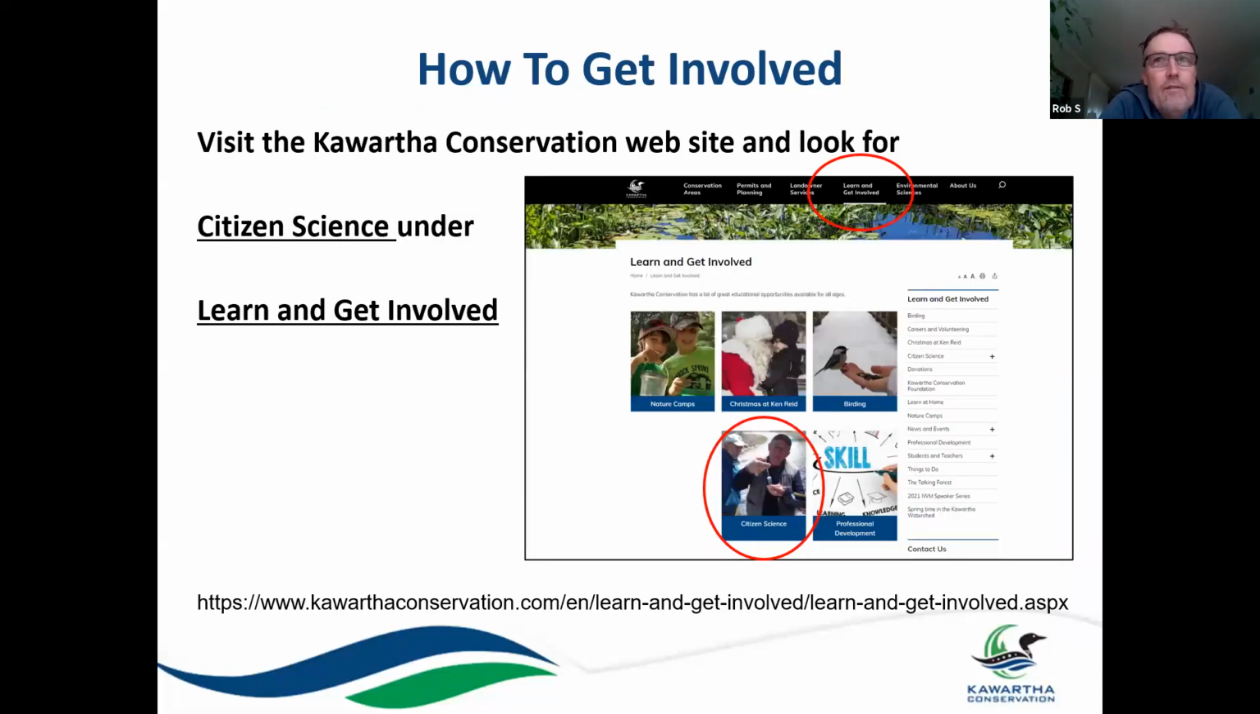If you'd like to get involved with citizen science at Kawartha Conservation, we've tried to make it as easy as possible. If you go to our website, kawarthaconservation.com, at the top of the website you can see, I have it circled in red there, a link called Learn and Get Involved. You click on that link and it opens the page that you can see below. You can see the gentleman there taking a sample, and it has citizen science.